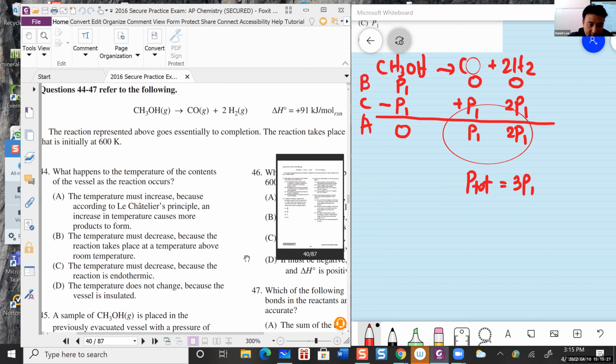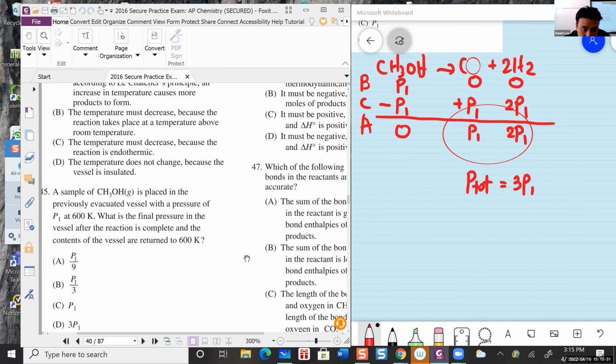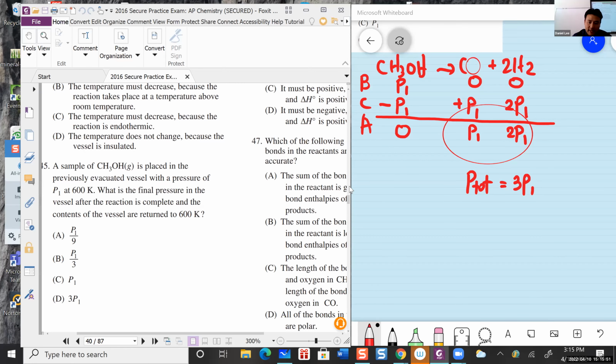But let's see. The question is, what is the final pressure in the vessel after the reaction is complete and the content is returned to 300 Kelvin? So the temperature didn't change. So 45, the answer key says D. So it'll be 3P1 then. I thought they're gonna change temperature, yeah?